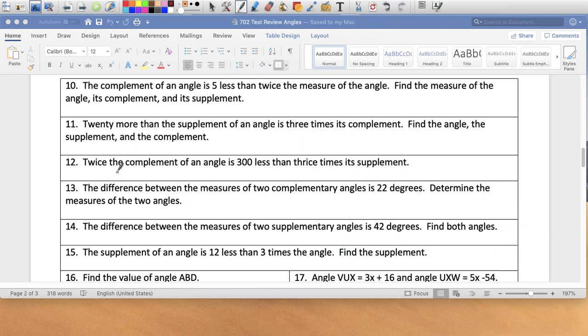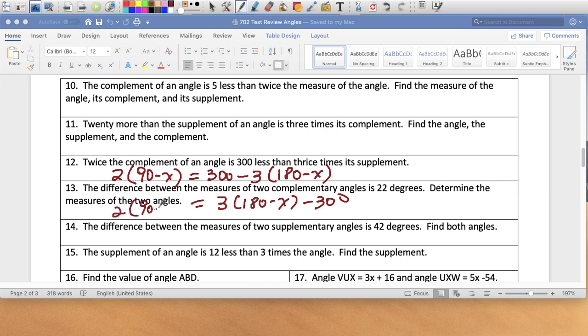Twice the complement. Well, twice, and then in parentheses, the complement of an angle is described as 90 minus x. Twice the complement of an angle equals 300 less than thrice, 3 times its supplement, which is 180 minus x. We got to do a little switcheroo here. So 3 times 180 minus x minus 300, right? Because it's less than.